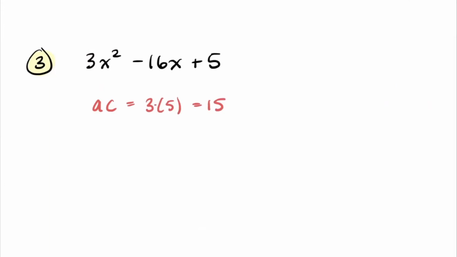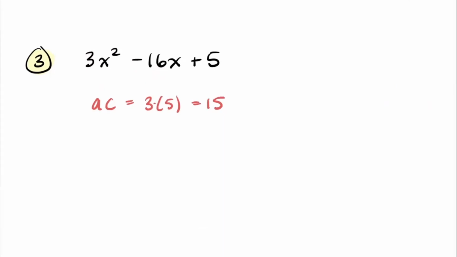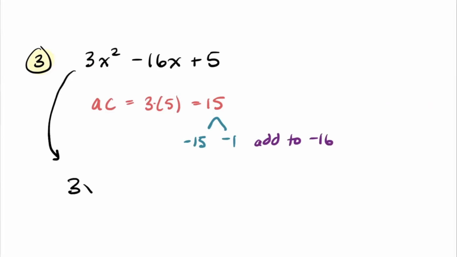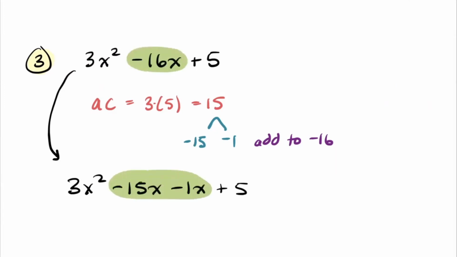We need numbers that multiply to 15 and add up to negative 16. Okay, so 15 and 1, right? But negative 15 and negative 1 are the numbers that add to negative 16. Okay, so then we take those numbers and we split up the middle term into two terms, right? Negative 16x is the same as negative 15x minus 1x, and the first and last terms always just come down.